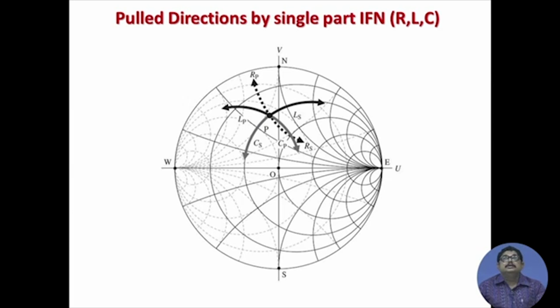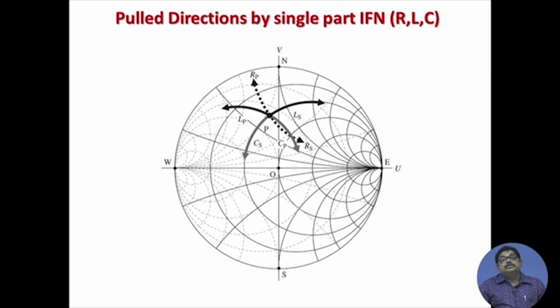Now, the previous two pictures are put here. Try to see the point P; this point is the point P. If there is an impedance, the impedance matching network is adding either an R, L or C, a single one. If it is a single element L_S, it is a movement in the clockwise direction. If it is a C_S, it is in the anticlockwise direction. So, you see various pull directions here.